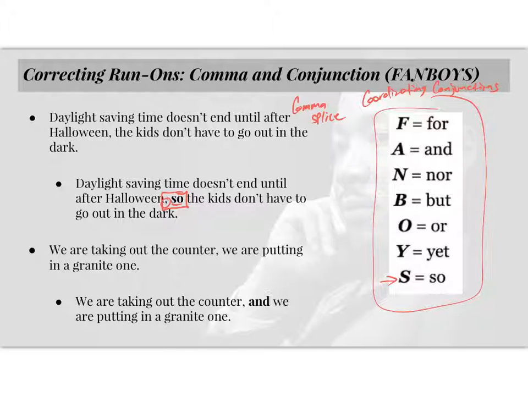Second example, we're taking out the counter, we are putting in a granite one. Again, we've got a comma splice right here. We fix it: comma, coordinating conjunction. We are taking out the counter, comma, and we are putting in a granite one. Now it's fixed.